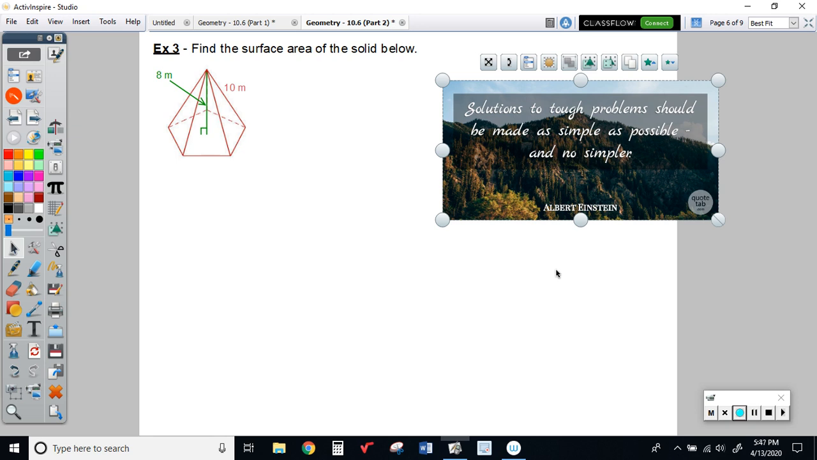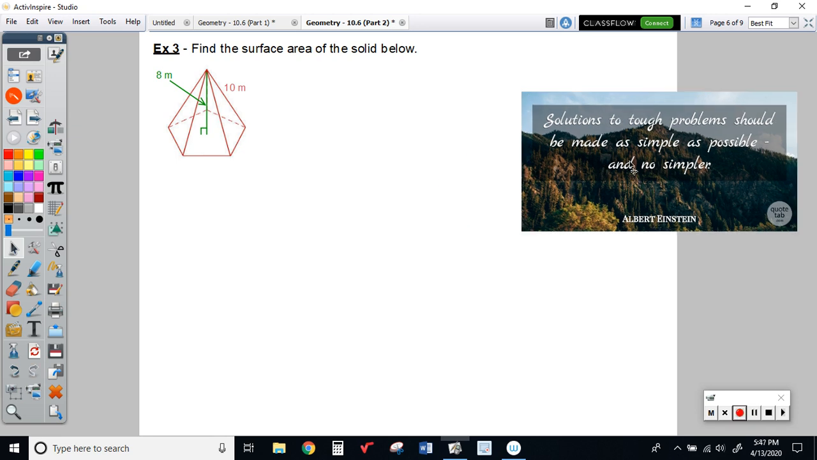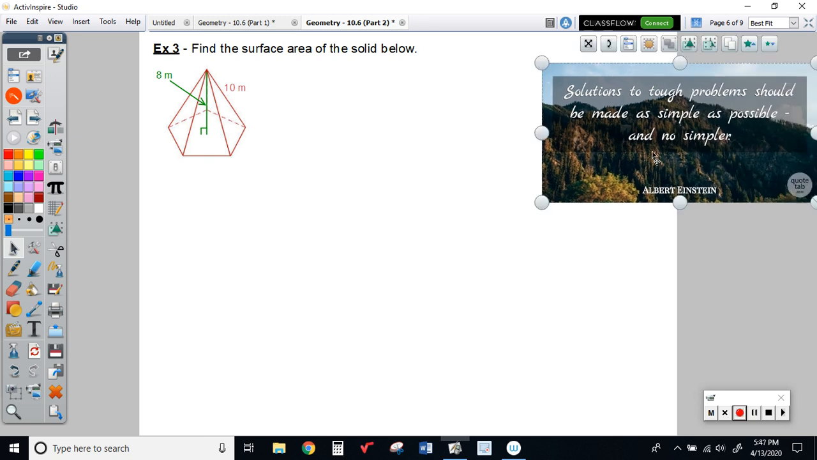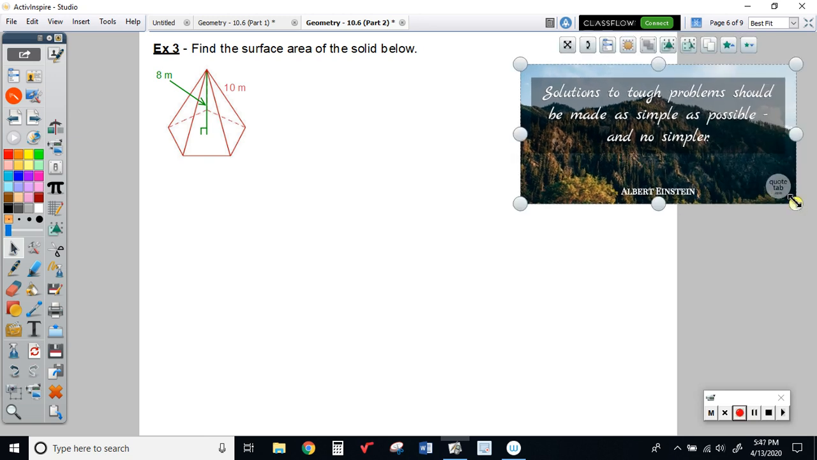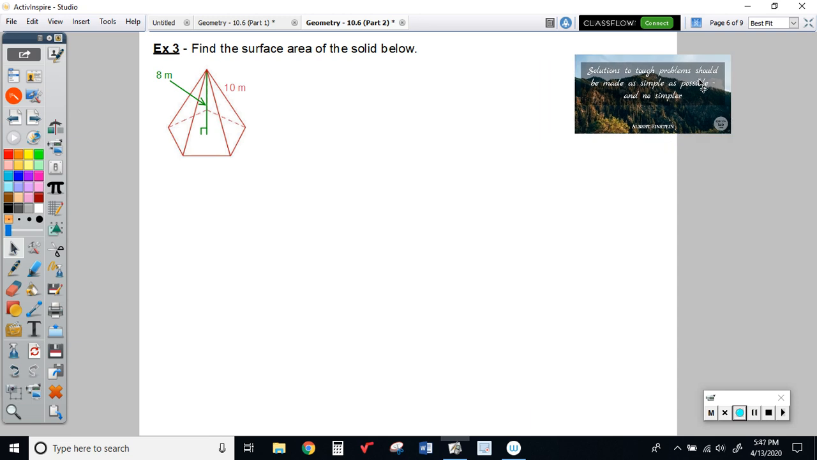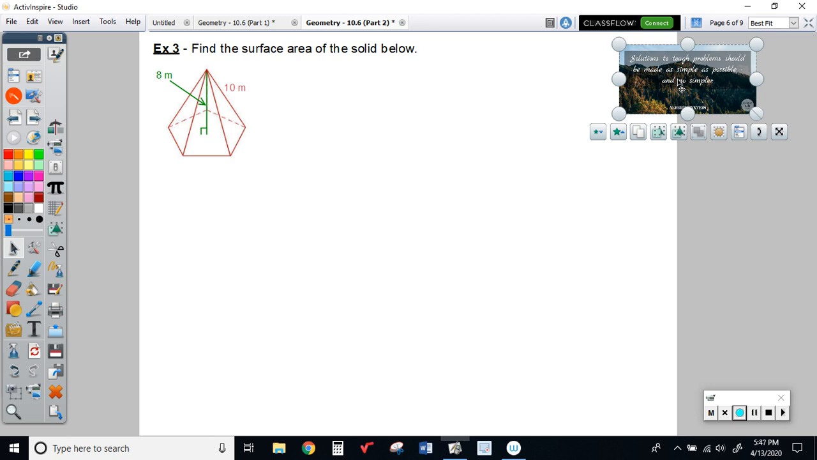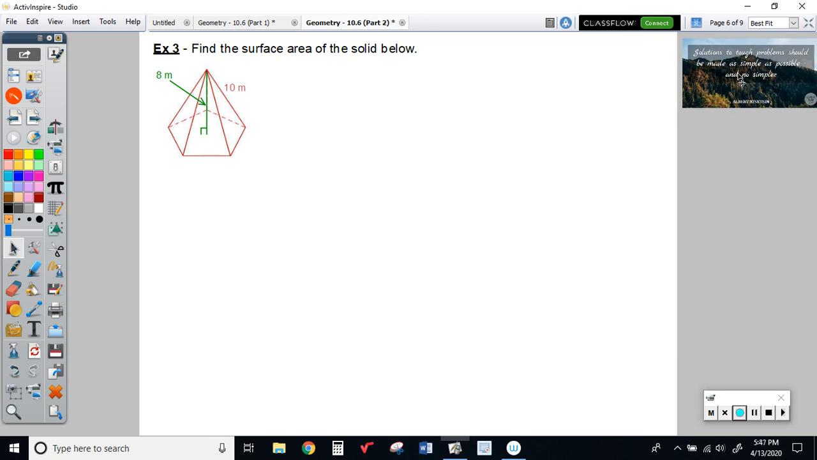This is going to be a tough problem, perhaps the hardest problem we've done, not just in this lesson, not just in this chapter, but perhaps all year. This is a very challenging problem. I've got a whole slide's worth of room for it here. So let's check it out. Let's dive into this problem and make the solution as simple as possible, but no simpler.